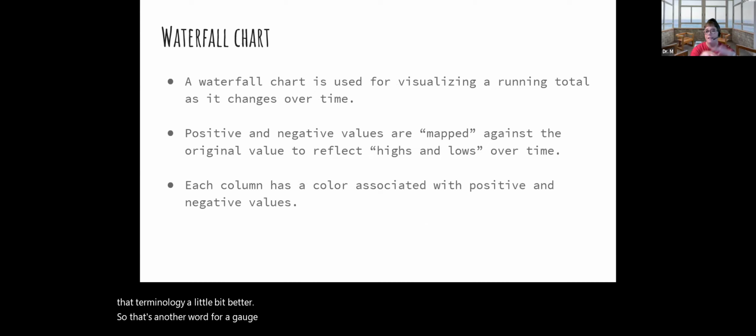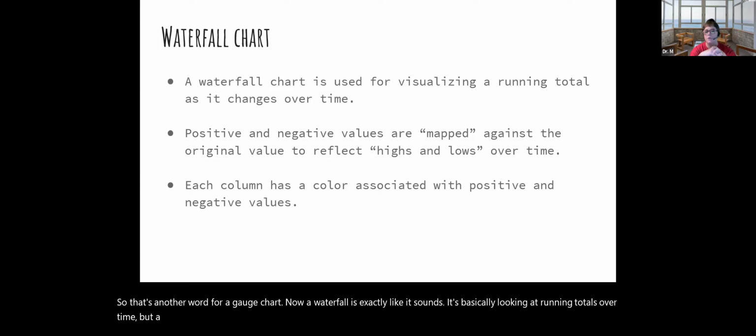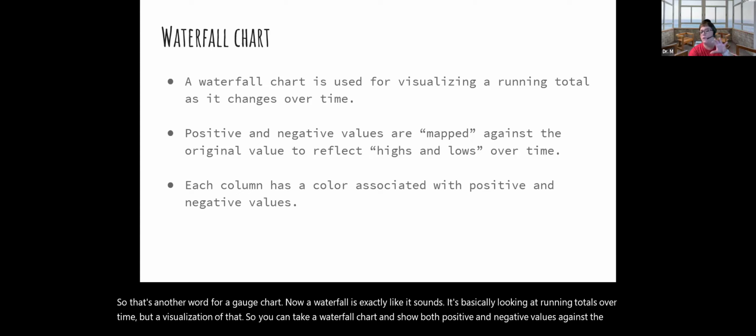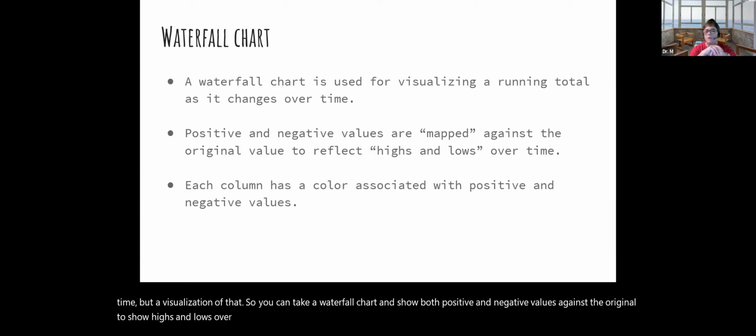Now, a waterfall is exactly like it sounds. It's basically looking at running totals over time, but a visualization of that. So you can take a waterfall chart and show both positive and negative values against the original to show highs and lows over time. So the colors again have meaning, and it typically will be linked to both positive and negative values.